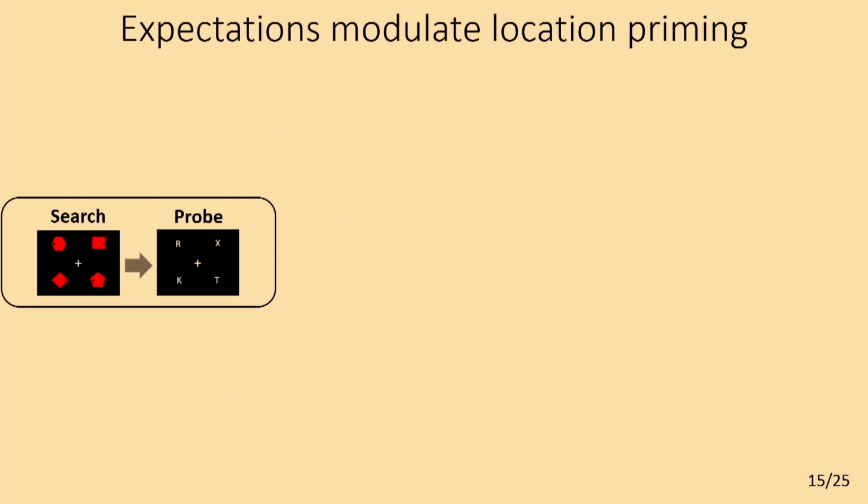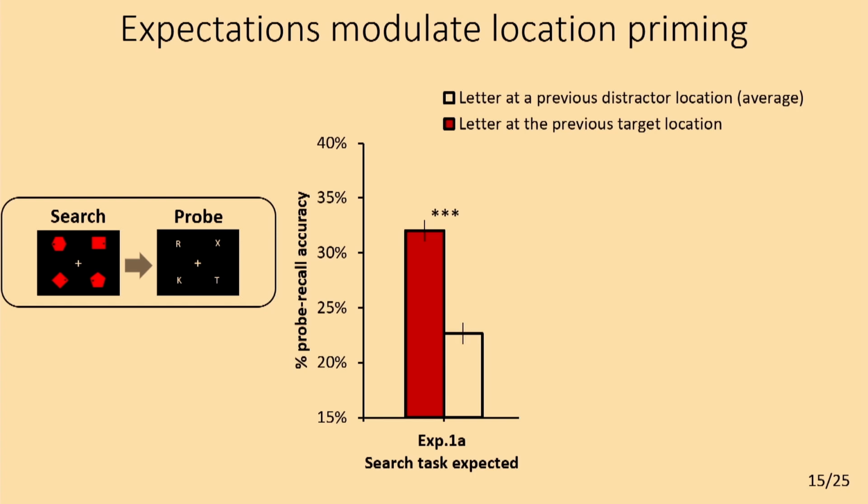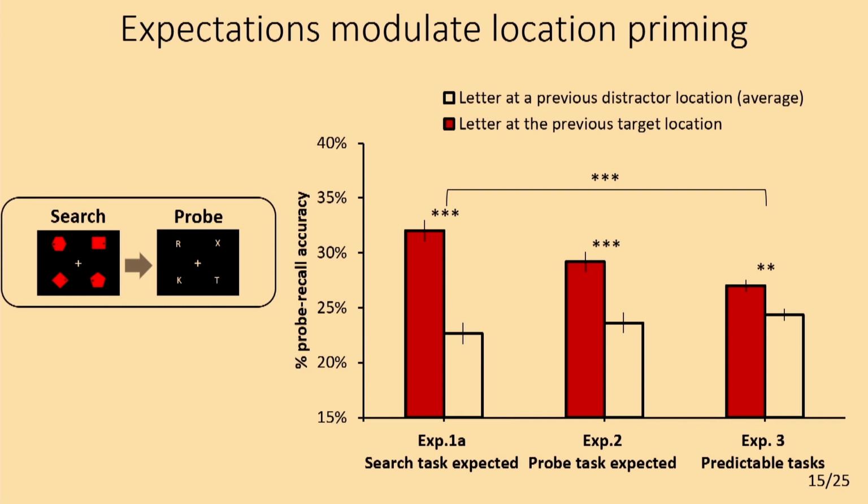We first looked at sequences where a search task was followed by a probe task. This is the location priming effect in experiment 1A for comparison. We see that the stronger the expectations that a task would change from search to probe, the smaller the location priming was. It was reduced in experiment 2, and even more reduced in experiment 3, but even then, even when the task change was 100% predictable, location priming was not eliminated.